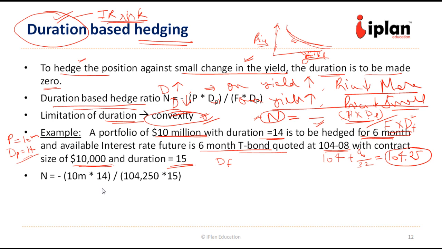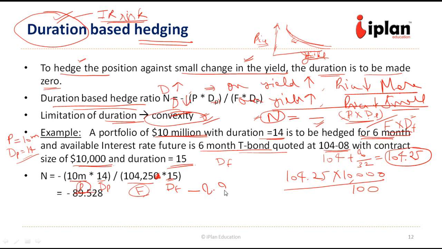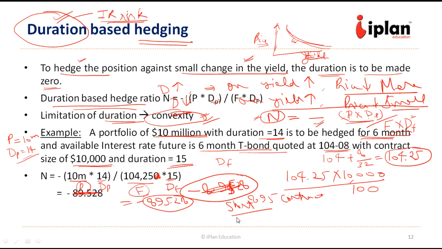So we can calculate N, which will be given by 10 million P into 14 DP, divided by F into DF. F can be calculated by multiplying the price by the contract size of 10,000, divided by 100, so this should be 10,425. So N will become minus 8.9528. Sorry, 900 contracts, since the answer is going to be minus 895.28. So we need to short about 895 contracts. So these many contracts need to be shorted so that it makes the portfolio duration equal to 0.